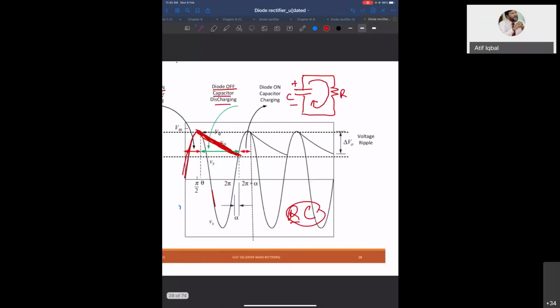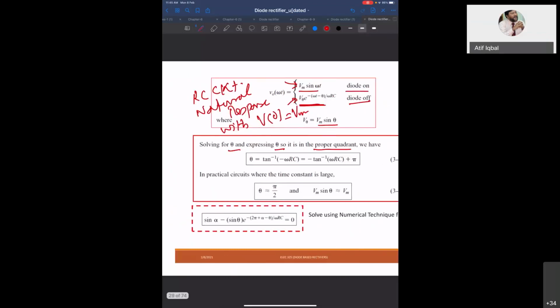Okay. So now we solve for theta and express theta in the proper quadrant, because theta is after pi by 2, it should be greater than pi by 2. So theta we obtain as tan inverse of minus omega RC, but you have to add pi to this so that it is in the proper quadrant. In a practical circuit, where the time constant is large, theta is equal to pi by 2, and Vm sin theta is simply Vm, as I told you.